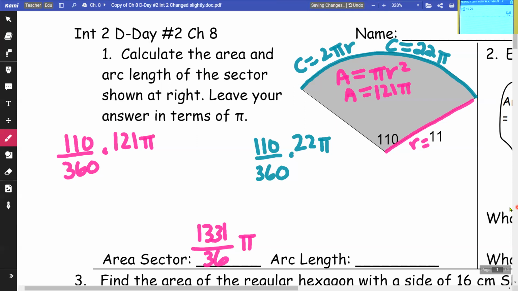And I'm going to take the same thing, 110 out of 360, and I'm going to be multiplying it by 22 pi, but let me multiply by 22, and I get 121 over 18 pi. And actually I'm going to put the pi in the top with both of them. And that's my answer.